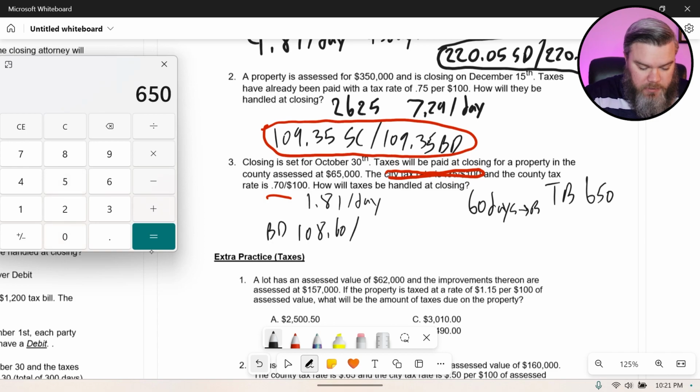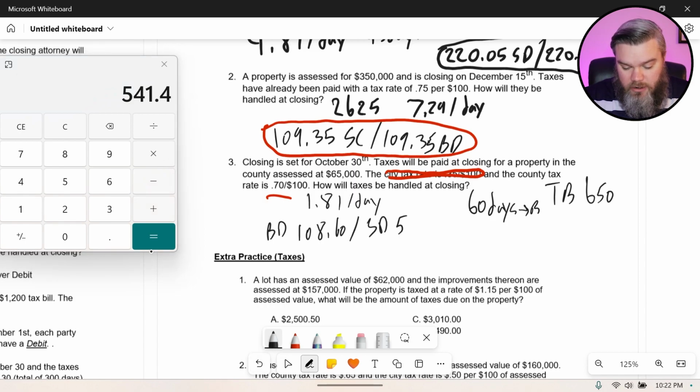So take your full tax bill of $650 and subtract out your 108.60, because basically the seller's is whatever's left. So it's a buyer debit of 108.60 and a seller debit of $541.40 to pay the full tax bill. That's the answer. This is a double debit scenario.